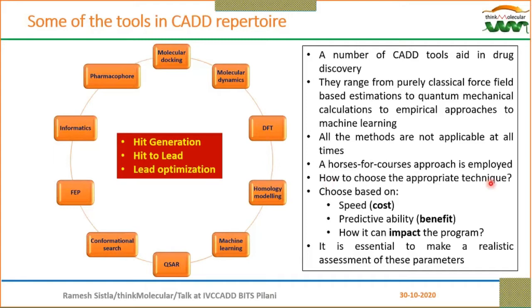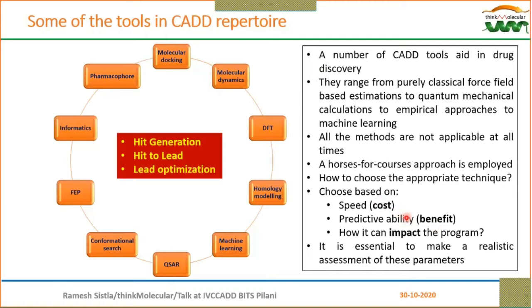Okay? So how do you choose the appropriate technique? This is what we call the fit-for-purpose approach. Meaning, what is fit for a particular purpose? You should always ask yourself. And what are the three main parameters that will help you identify that? Number one, speed of the calculation, which directly translates to cost, because the more the computational cost, the more it adds up. Number two, predictive ability. So what is the benefit of doing this particular thing? For example, sometimes you do a longer duration simulation, but you get better predictive ability. So, like in all matters of life, we always do a cost-benefit analysis.